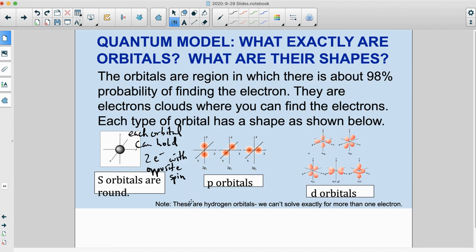Now note that these orbitals are based on the hydrogen orbitals. After hydrogen, we cannot solve exactly for the energies of the orbitals, so we use the hydrogen orbitals as models. Hydrogen is 1 electron and 1 proton. We can solve for that. When you add another electron in, it's no longer possible to get the energies for the orbitals. So for many-electron atoms, we use the hydrogen orbitals as the basis.